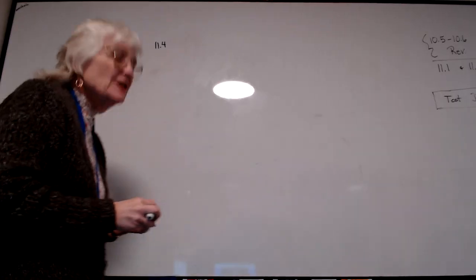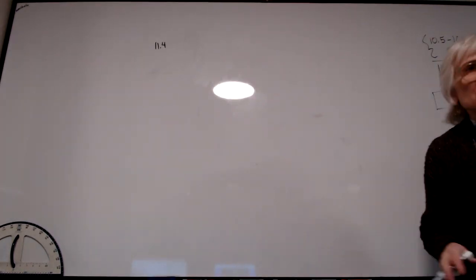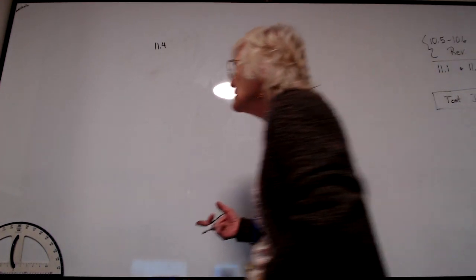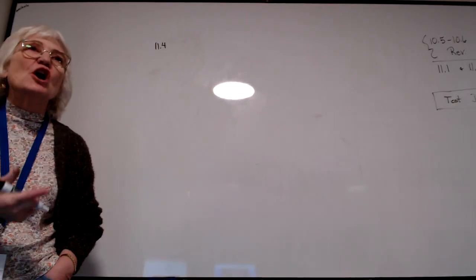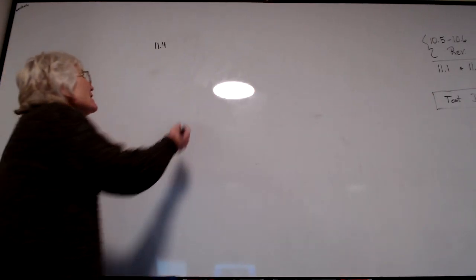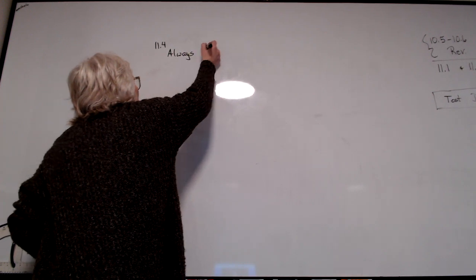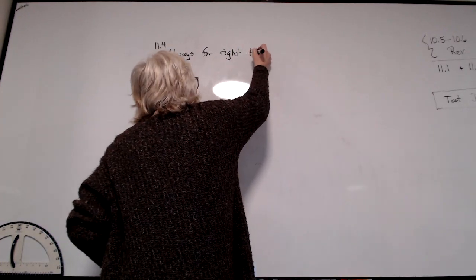In trigonometry, which is called the measure of triangles, because trig means triangle and meter means measure, there are some very important ratios that are always true for all triangles. These are all right triangles. Again, this is always for right triangles.